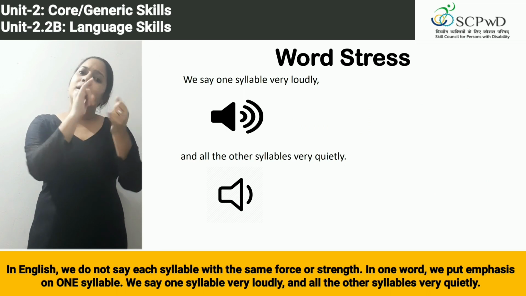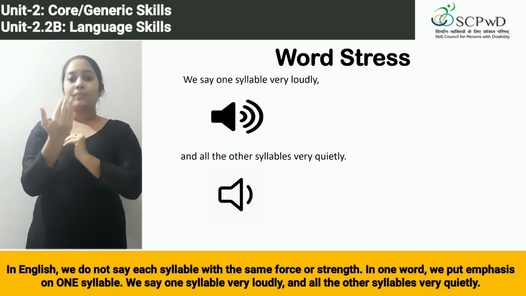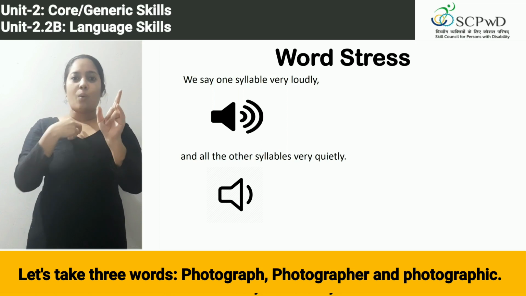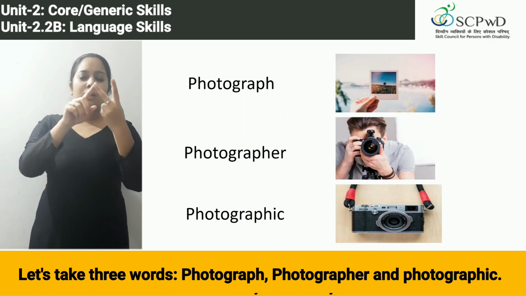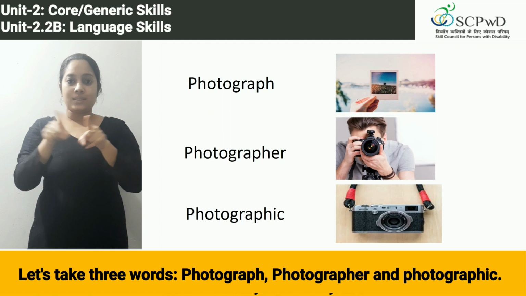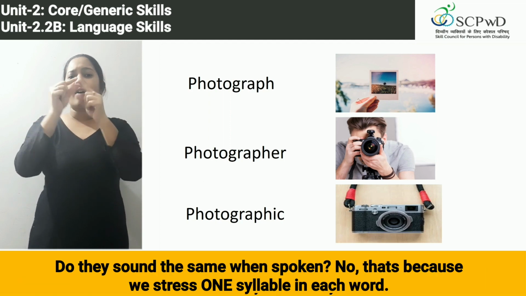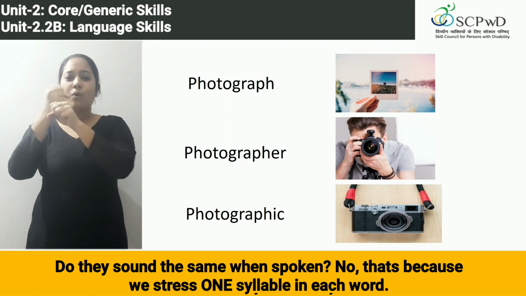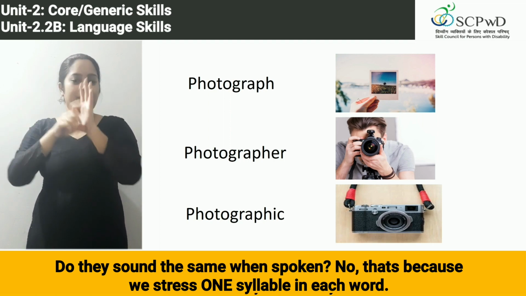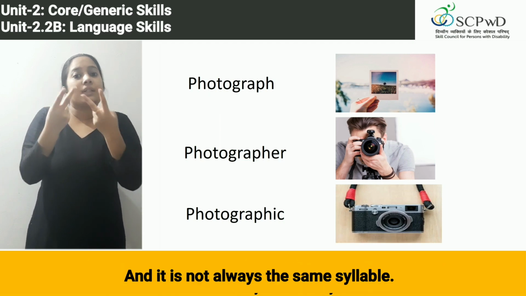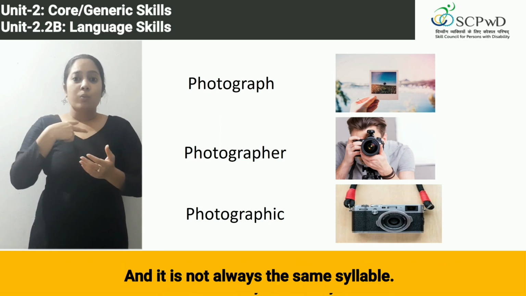We say one syllable very loudly and the other syllables very quietly. Let's take 3 words: photograph, photographer, and photographic. Do they sound the same when spoken? No. That's because we stress one syllable in each word. And it is not always the same syllable.